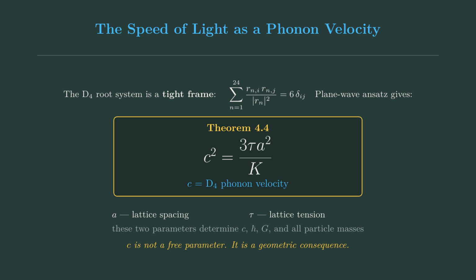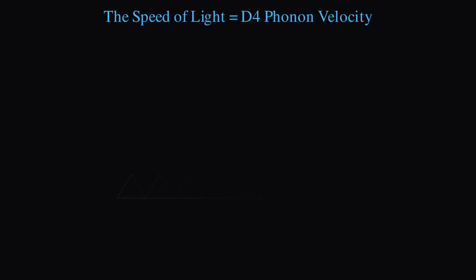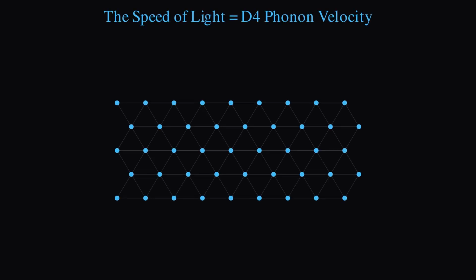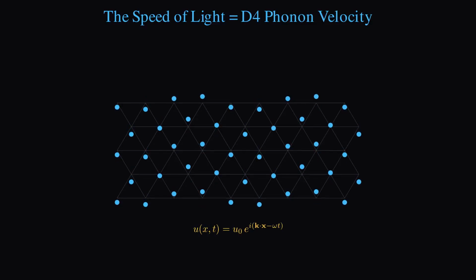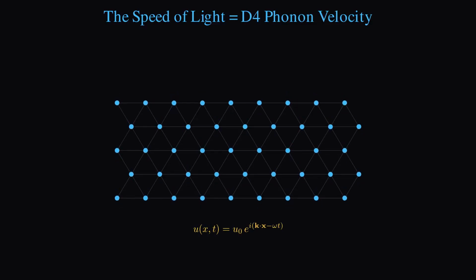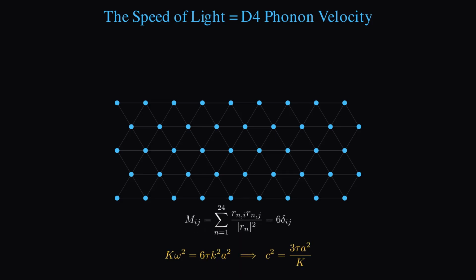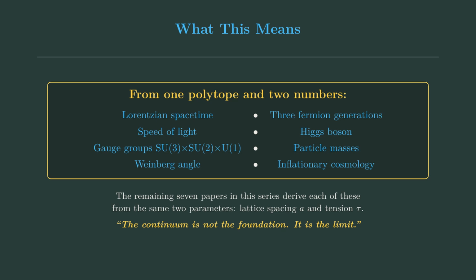Let's step back. From one polytope and 2 parameters, lattice spacing and lattice tension, we have derived the Lorentzian signature, 3 fermion generations, the full particle spectrum, and the speed of light. The remaining 7 papers extend this to the standard model gauge groups, the Weinberg angle, the Higgs mass at 125.25 GeV, fermion masses, mixing angles, and inflationary cosmology. The continuum is not the foundation. It is the limit. Thank you for watching.